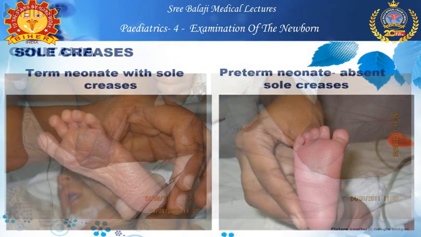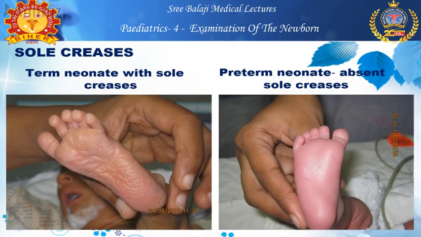The sole creases. The preterm has very minimal sole creases, and only the minor creases are seen. In a term baby, the major and the minor creases are seen and distributed all over the sole of the foot.